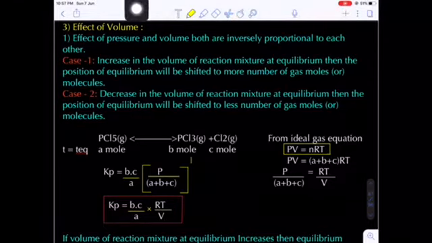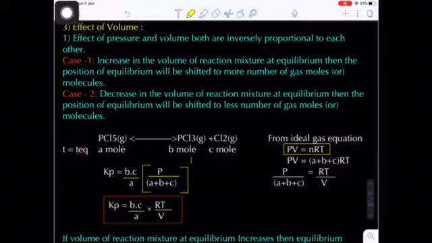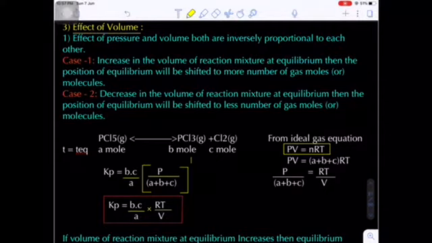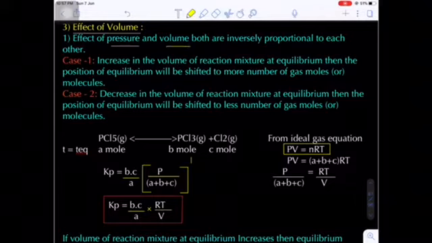Now we are going to start the third effect, that is the effect of change of volume. Here pressure and volume are inversely proportional to each other, because temperature is constant. In the pressure effect, we discussed that on increasing pressure, the equilibrium system moves in the direction where there is a decrease in the number of gaseous moles, and vice versa.